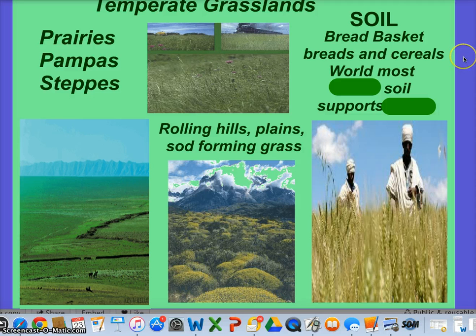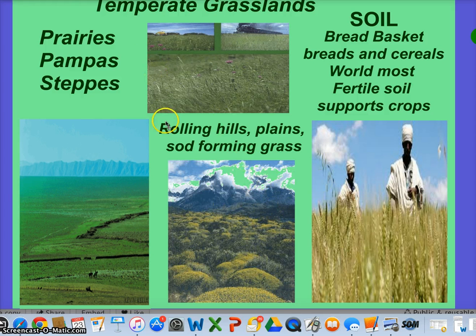There's two types, or two main groups, temperate and tropical. Inside temperate grasslands, you've got prairies, pampas, and steppes. The soil is extremely fertile. That's what they consider the most used croplands of the world. And most of our food is grown on temperate grasslands.